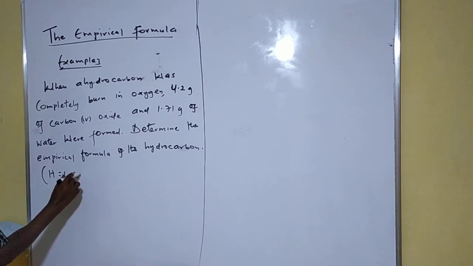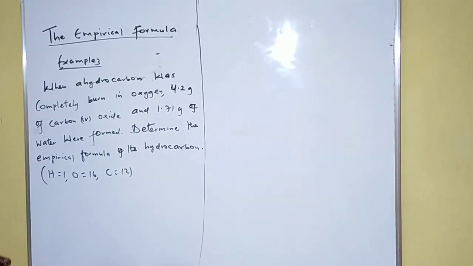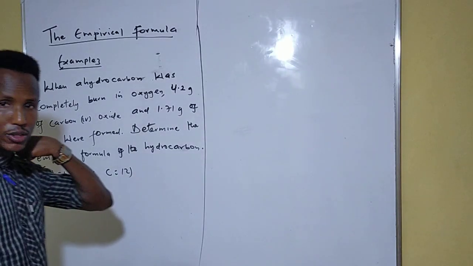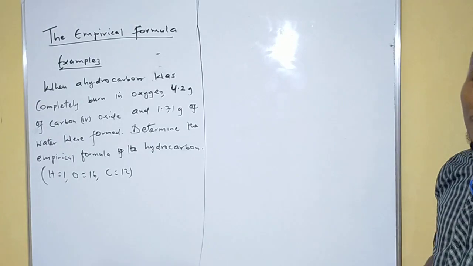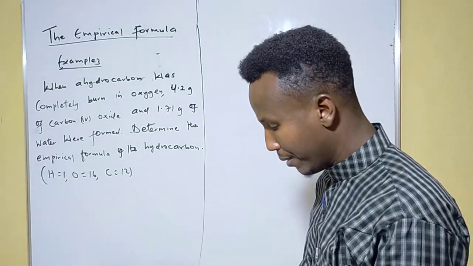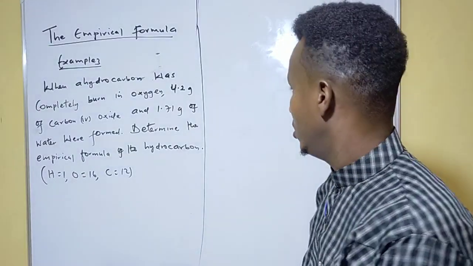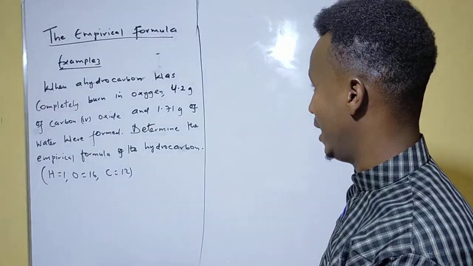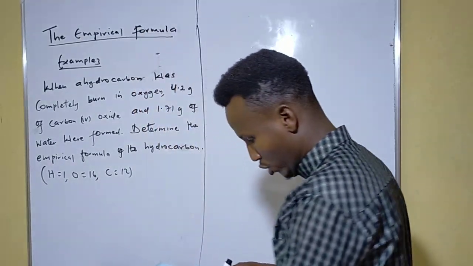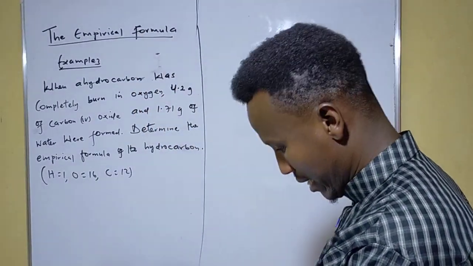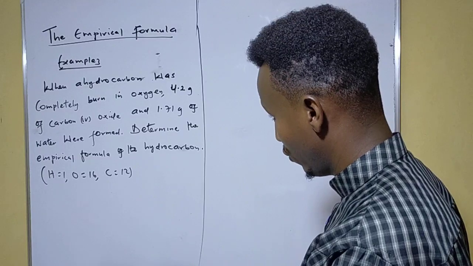oxygen is equal to 16, carbon is equal to 12. So remember we see the hydrocarbon. Hydrocarbon is a compound that is made up of carbon and hydrogen only. So oxygen will never be part of this calculation, remember. And be very keen here. We said, for your information guys, for us to calculate this one, you must have the elements. But here we are told when the hydrocarbon was completely burned in oxygen, 4.2 gram of carbon dioxide and 1.71 gram of water was formed, determine the empirical formula of the hydrocarbon.